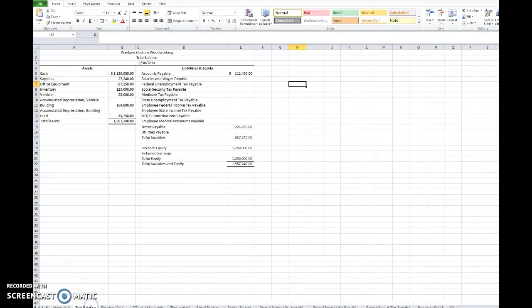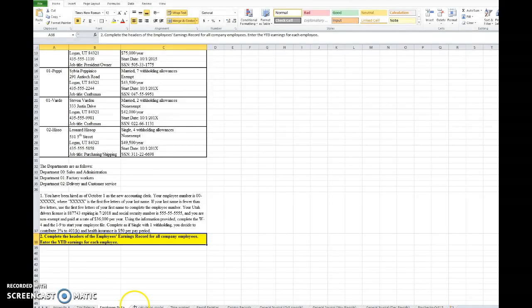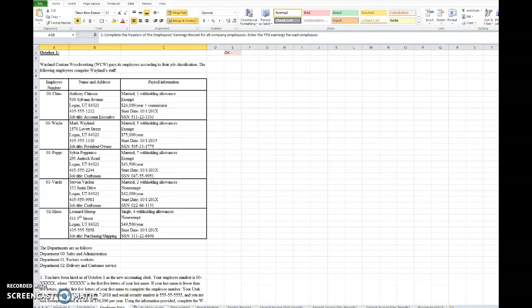Now the next tab is going to be the trial balance, which is given to you. It's the exact one that's on page 247 in your book. The third tab is the employee data, and this is given to you on page 246. These are the employees which you are going to work through the payroll project for.